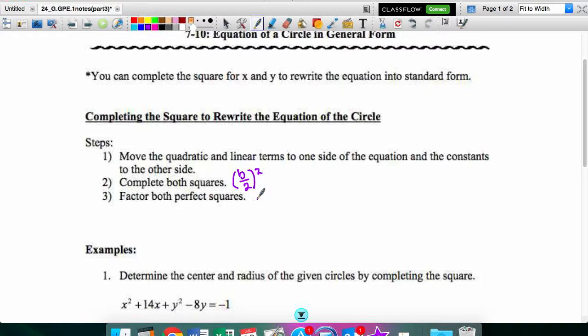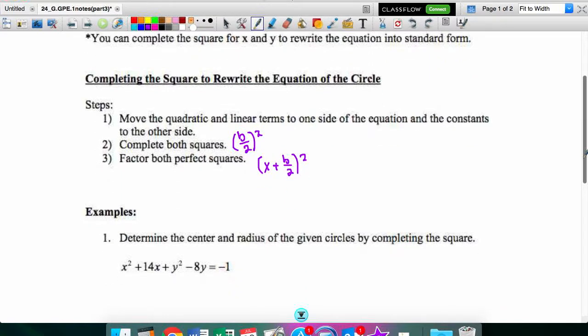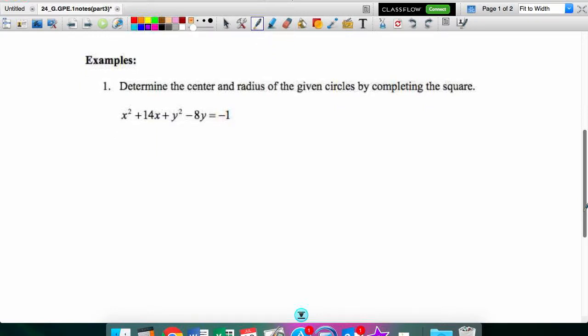Next, we're going to factor both perfect squares into a binomial squared. So it's going to look like x plus half of the b squared, or y plus half of the b squared. We don't need to solve these problems because they will be written in standard form at this point, and we can identify our center and radius if necessary. Let's take a look at the examples.